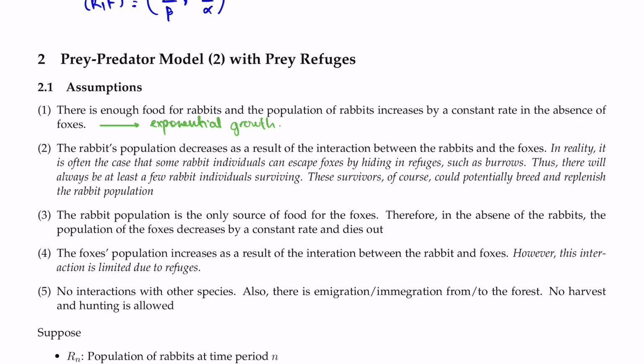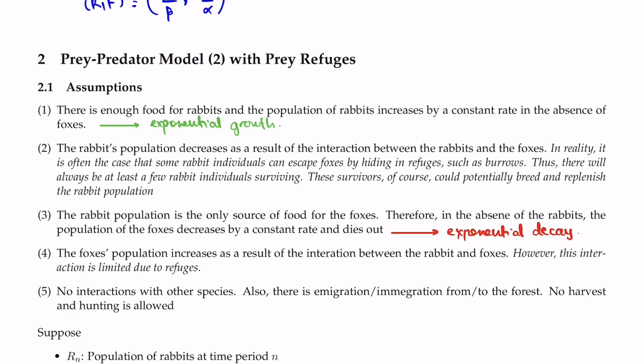Now for the third assumption, it's very similar to the classic case: the rabbit population is the only source of food for the foxes. Therefore, in the absence of the rabbits, the population of the foxes decreases at a constant rate and dies down, and this is related to exponential decay.